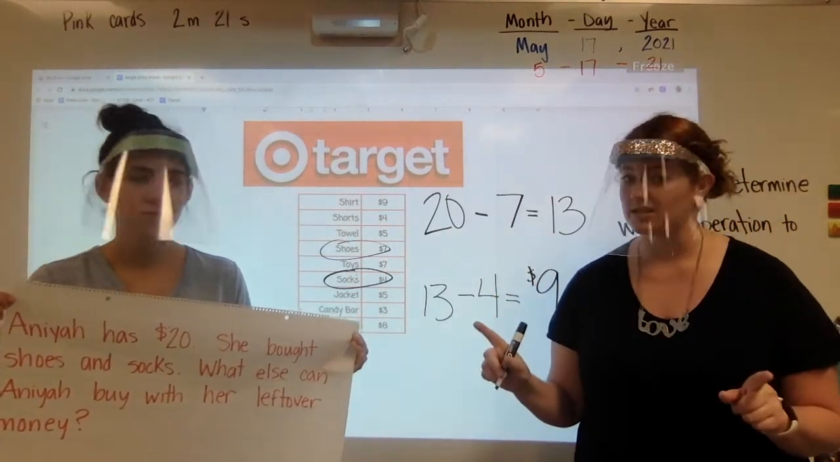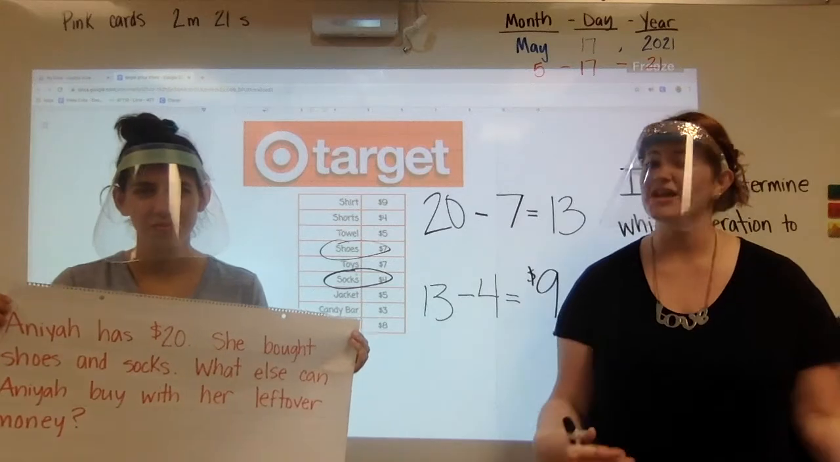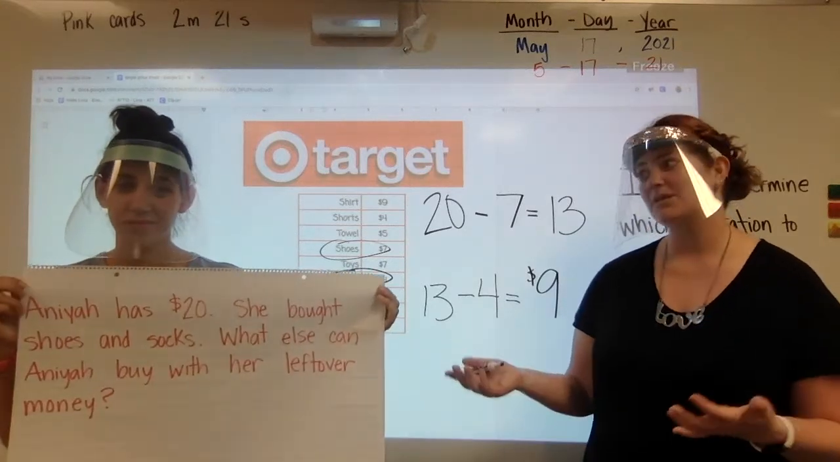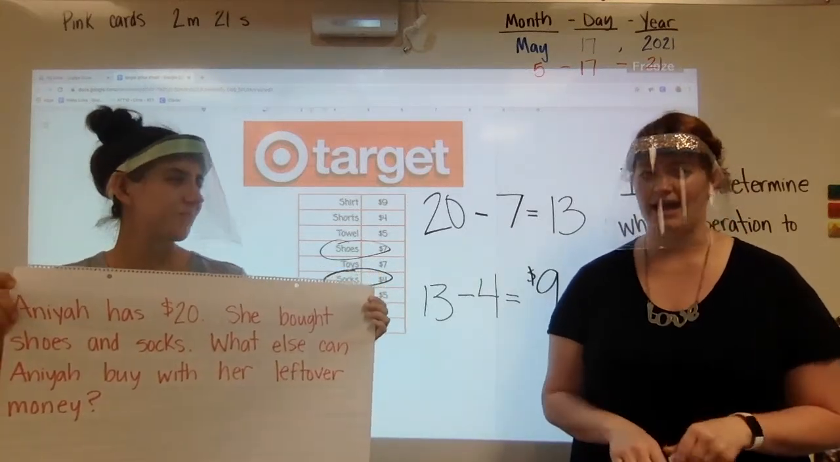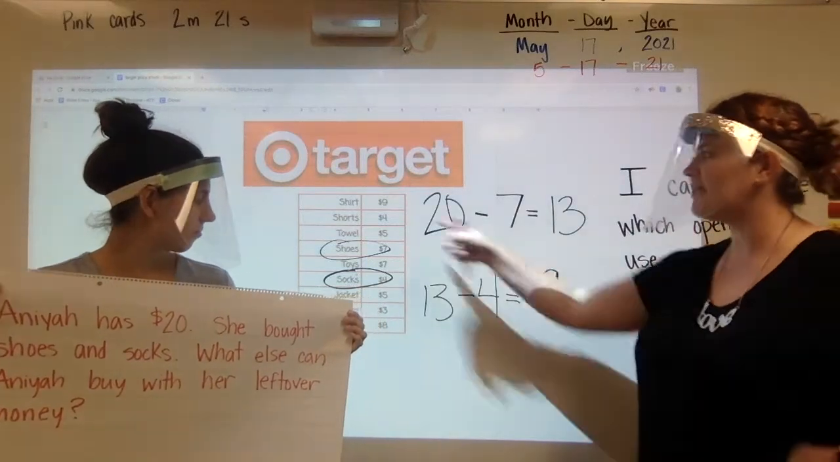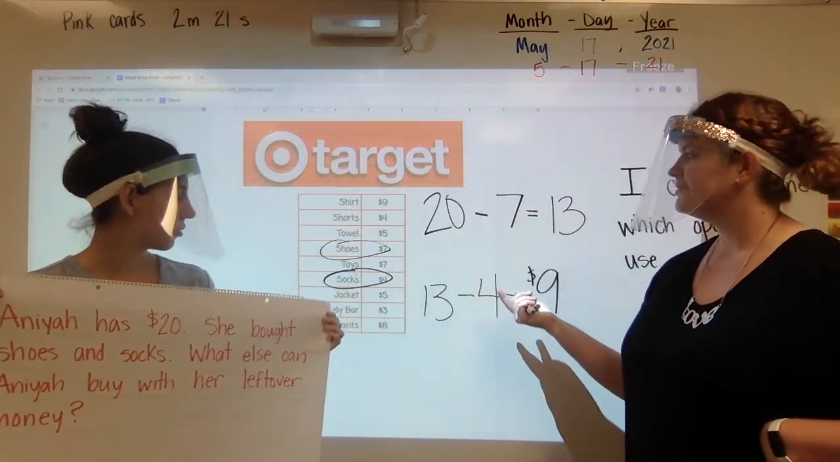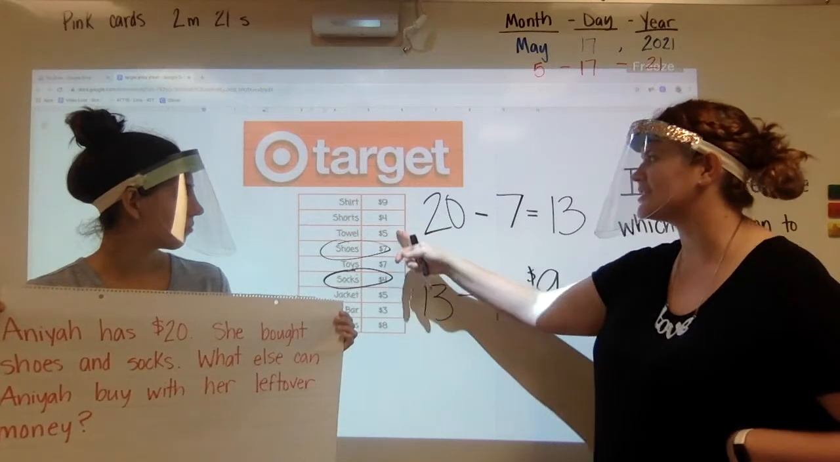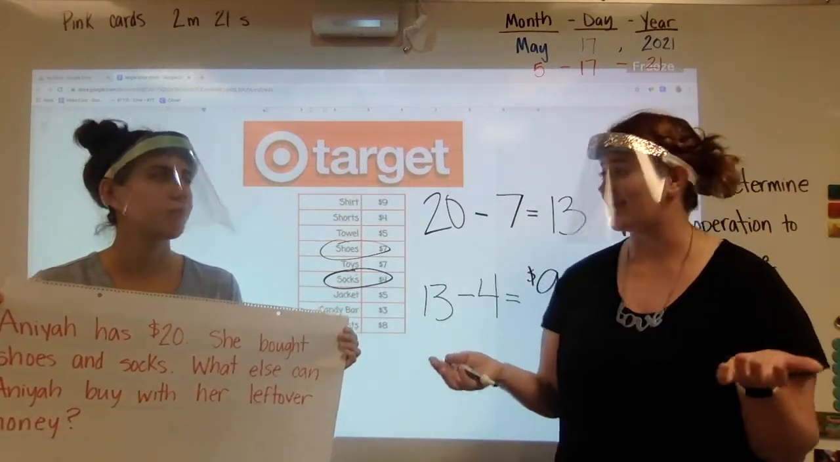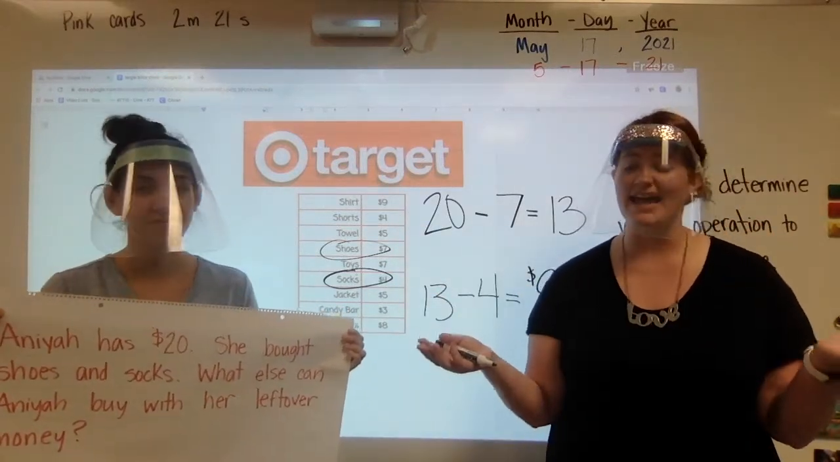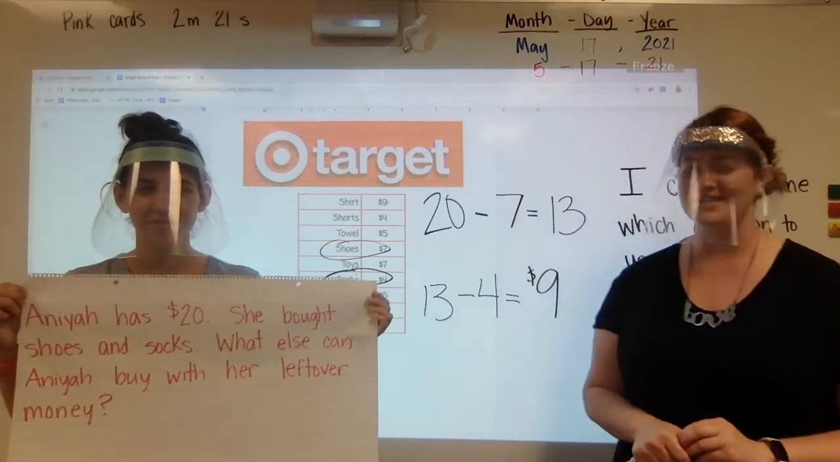But I'm not done, Miss Lestigo, because my question doesn't ask how much she has left. It asks me what else she can buy. Well, she could buy a shirt. That's $9. Oh, or she could buy shorts and a towel because that would equal $9. It looks like Anaya has quite a few options of what she can buy.